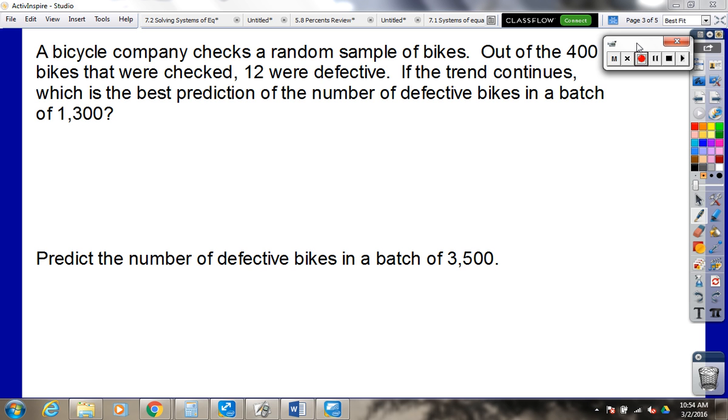Now, back when we were doing ratio and proportion, we did problems like this. I think they dealt with actual defective things. So don't think about this as much in terms of probability as how would you set this up as a proportion? If 12 out of 400 are defective, we need to find out how many are defective out of 1,300. I'm going to take a volunteer on this. Anyone tell me how you might set this up? Dan?